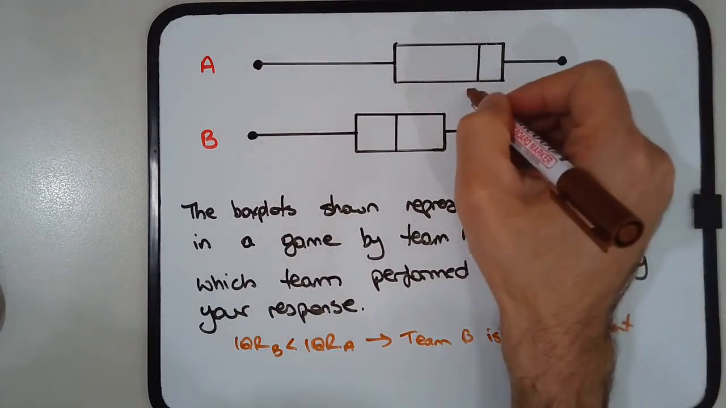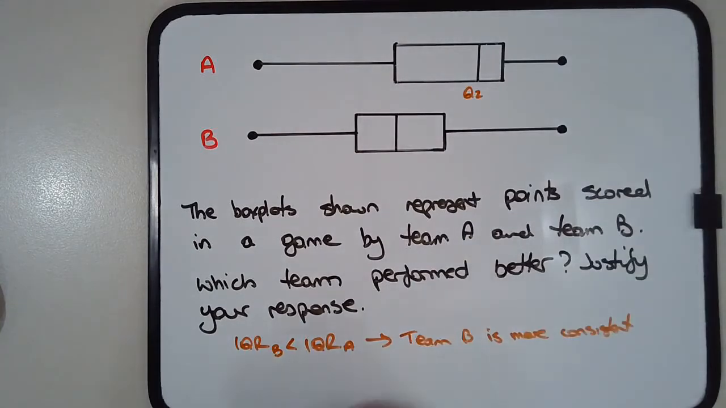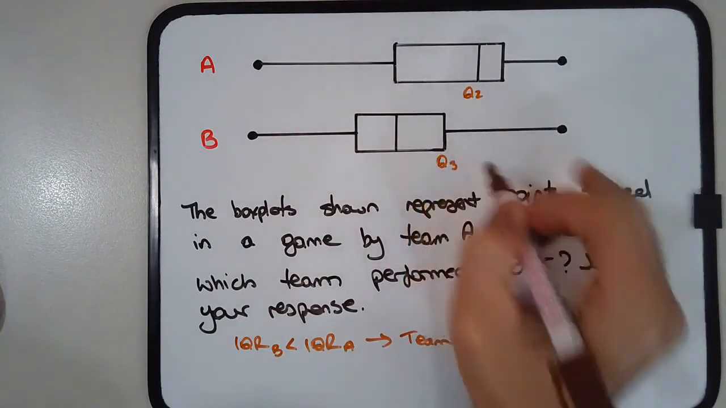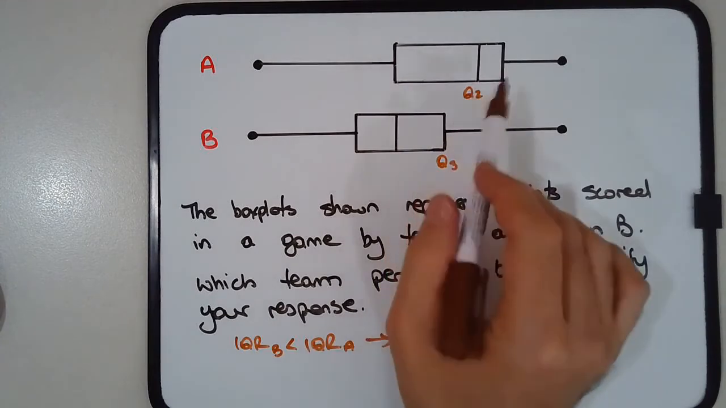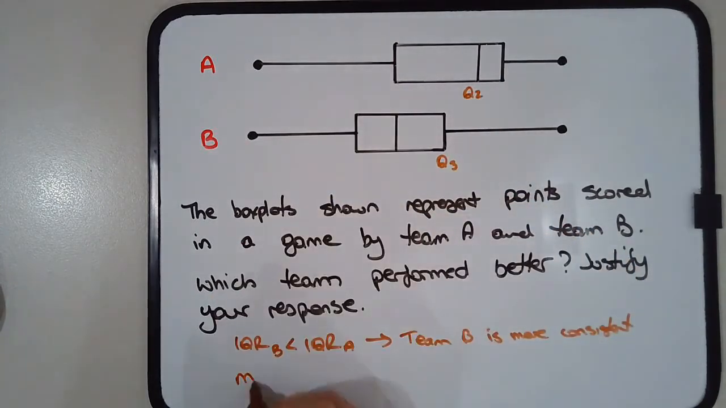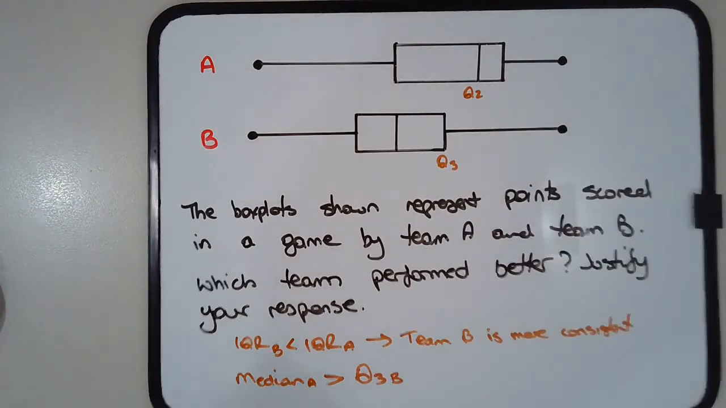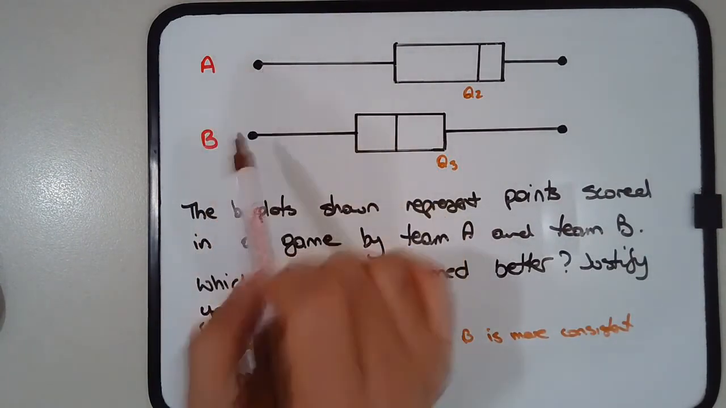Remember that this is the median here, Q2, and this is Q3. So in other words, the second quartile, or the median, of A is in fact greater than the upper quartile, or quartile 3, of team B. If the median Q2 is bigger than the Q3 of the other box plot, I think we could safely say that team A certainly outdid team B.